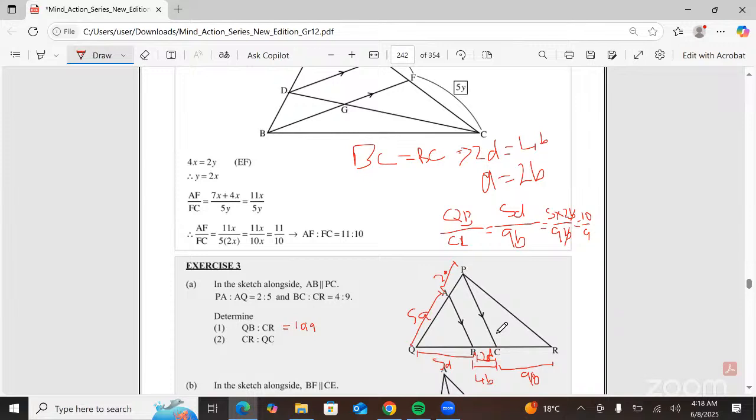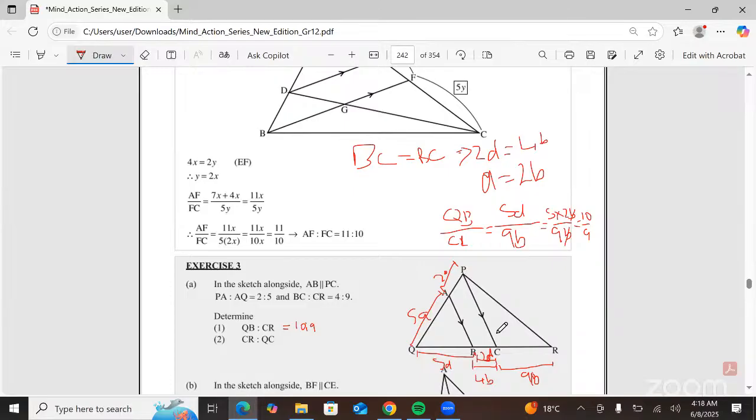CR over QC. Oh man, this is nice. Still not bad, eh? Or is it bad? No, sir. It is not bad at all.